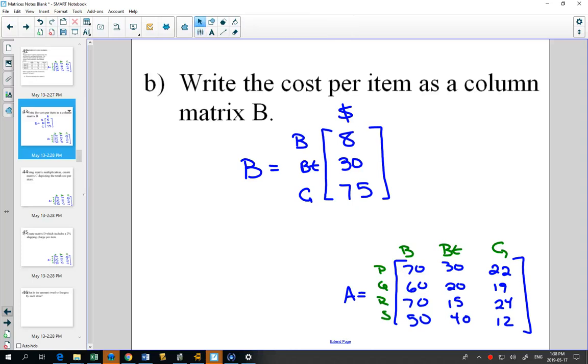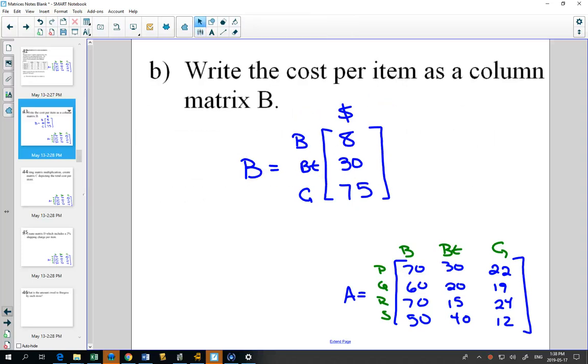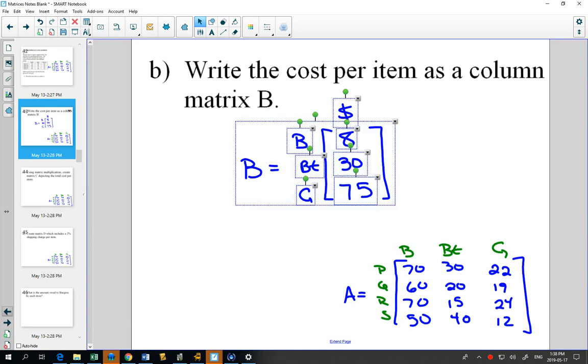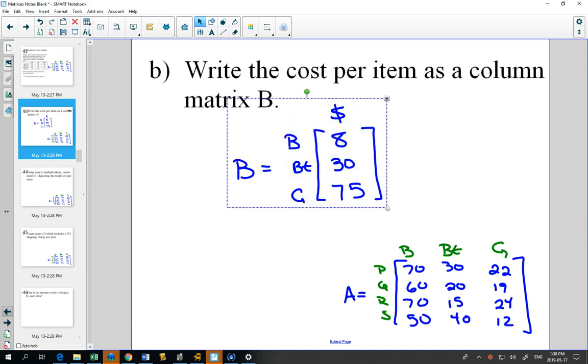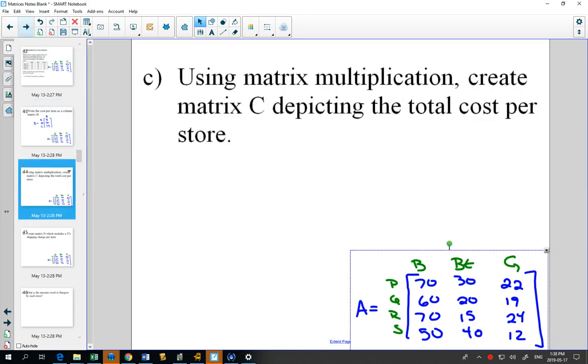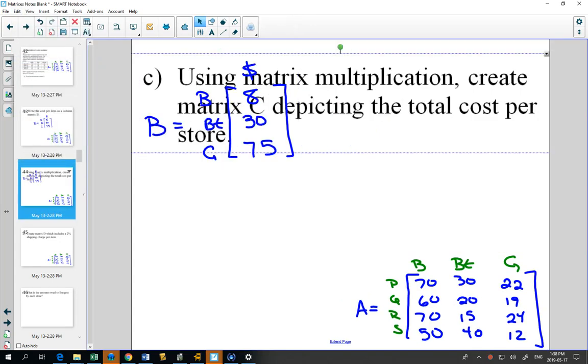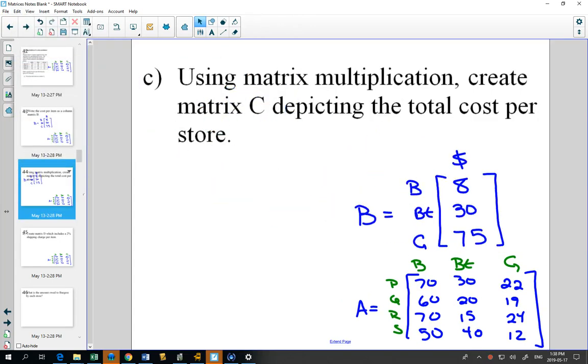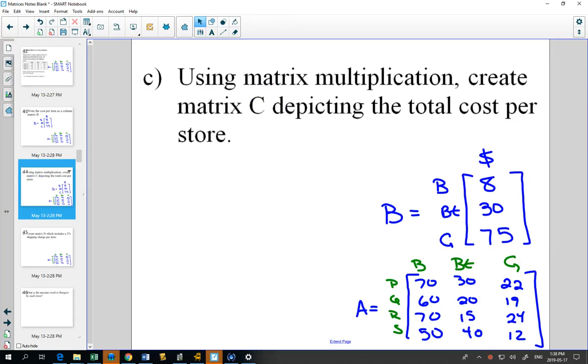So I'm going to copy this one. Whoa. And paste it here. So we have the information that we had from before.